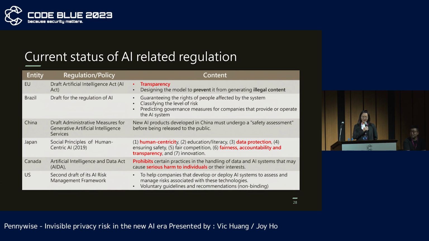We also see Japan has social principles published in 2019, which focus on human centricity, data protection, fairness and transparency. And Canada also has an AI Act, called AIDA, which prohibits certain practices in the handling of data. They hope that AI systems will not cause any serious harm to individuals.